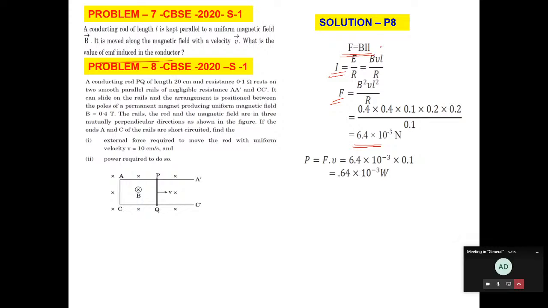You have to remember the equation E equals BLV. This is equation 2. Then force is this one, the BIL equation. Then power is equal to force multiplied by velocity. This is equation 3. So these are the simple things you have to remember. By using these simple equations, you can attempt any question.